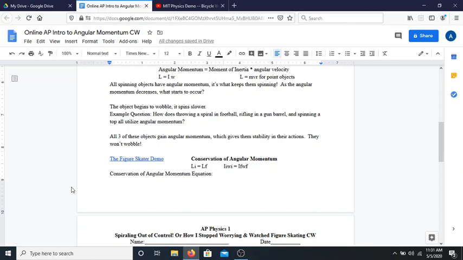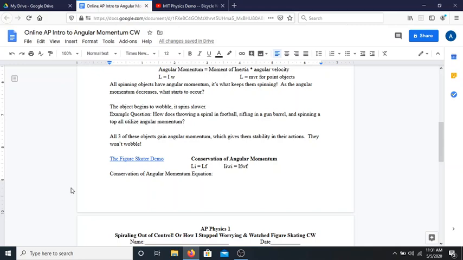Now, what that means is that if you change either how fast something's spinning or its moment of inertia, it's going to affect the final part of what happens. In this case, as our figure skater brings her arms in, she's causing the moment of inertia to decrease. Because of that, according to the law of conservation of angular momentum, her spinning velocity has to increase in order to keep angular momentum consistent.